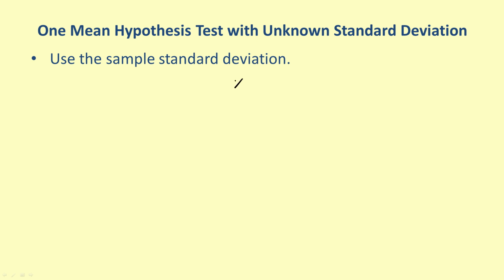The statistic is the sample mean x bar minus the hypothesized mean mu sub 0, all divided by the sample standard deviation over the square root of the sample size n. When the population standard deviation is known, the statistic follows a standard normal distribution.